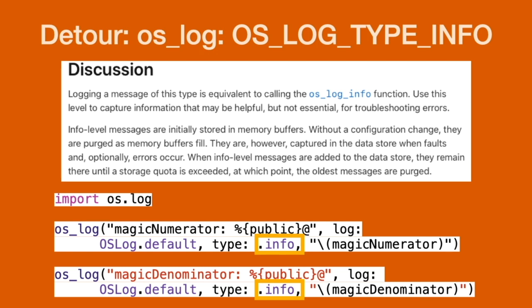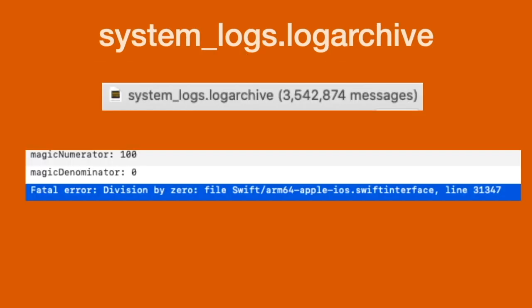So in this make-believe application, I'm saving a magic numerator and a magic denominator. And then in our system log, after the user has complained about the application crashing, we can see, hey, our magic numerator was 100 and our magic denominator was 0, and we got a division by 0. I wonder what happened here. Of course, you got a division by 0 error. But this is great because it's really, really lightweight.